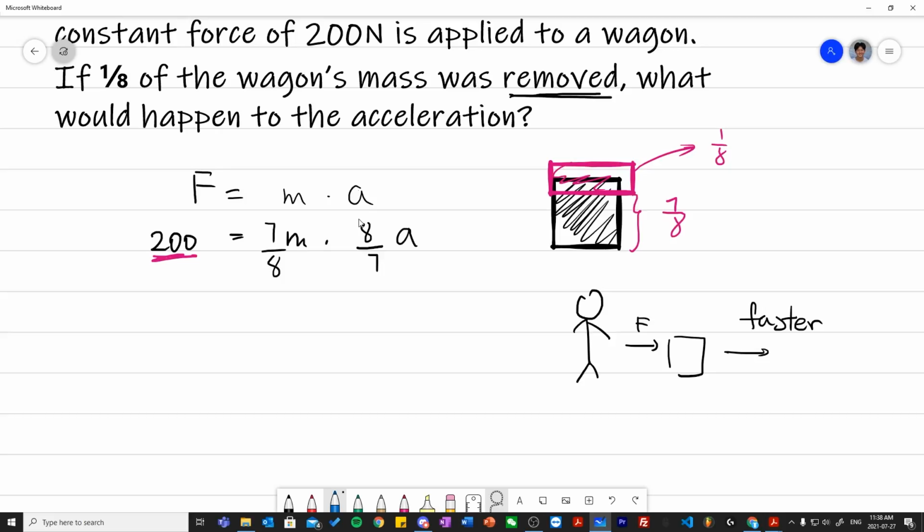Wait, I have a question. So is it basically the mass? The mass is basically the opposite of the force, so it's basically what is preventing the wagon from moving faster. Kind of. That's the concept of inertia, I guess. But you'll learn about that later on.